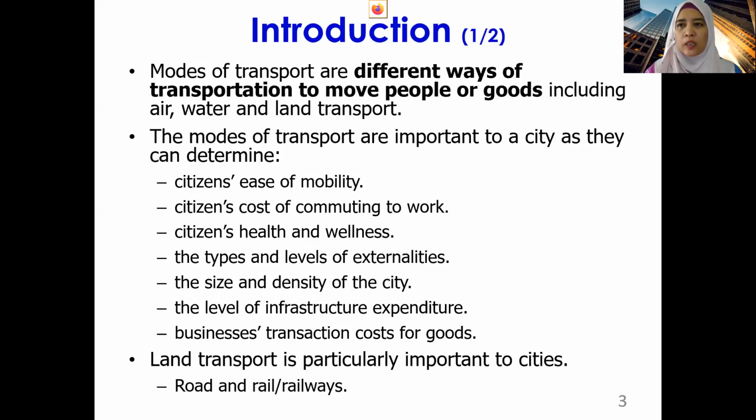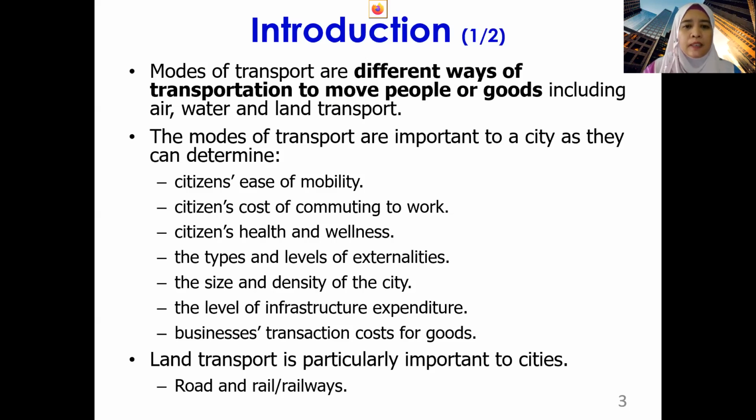So each type of transport will have its own externalities, whether positive or negative. Okay, we must remember externalities are not just negative but also positive, whereby the people who are not doing the activity receive the benefit or suffer the cost from the activity done by another person.